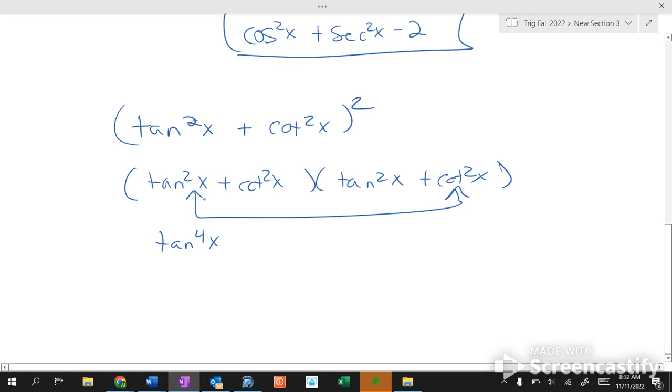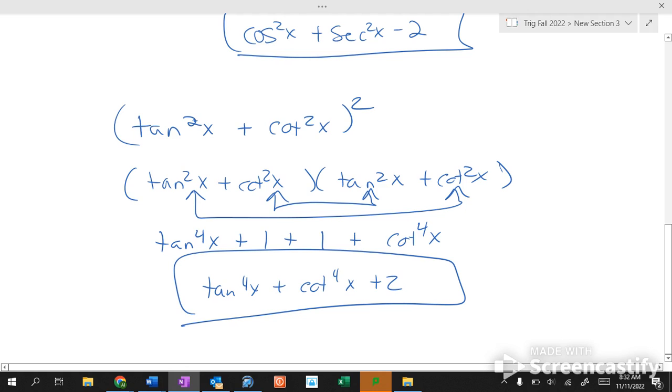Outers. Tangent squared times cotangent squared. Do I have to write out tangent squared times cotangent squared? Or what can I just go straight to? 1. I can go straight to 1 at this point, because you understand that they're reciprocals. Same with cotangent squared times tangent squared, 1. Plus cotangent squared times cotangent squared, which is cotangent to the fourth. So it's tangent to the fourth of x plus cotangent to the fourth of x plus 2.